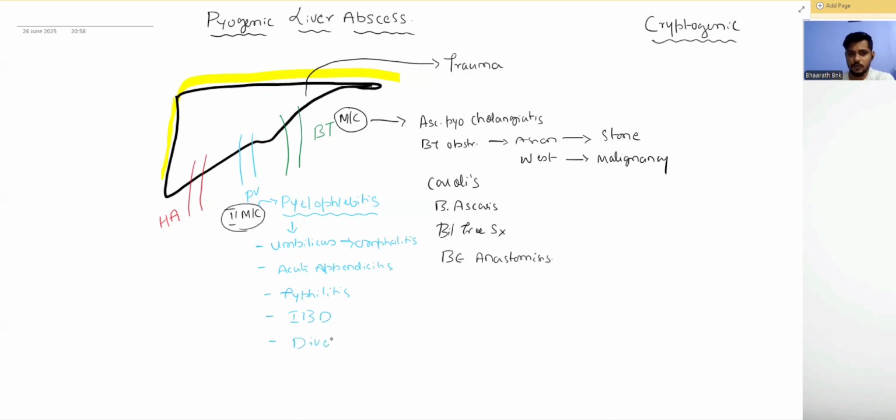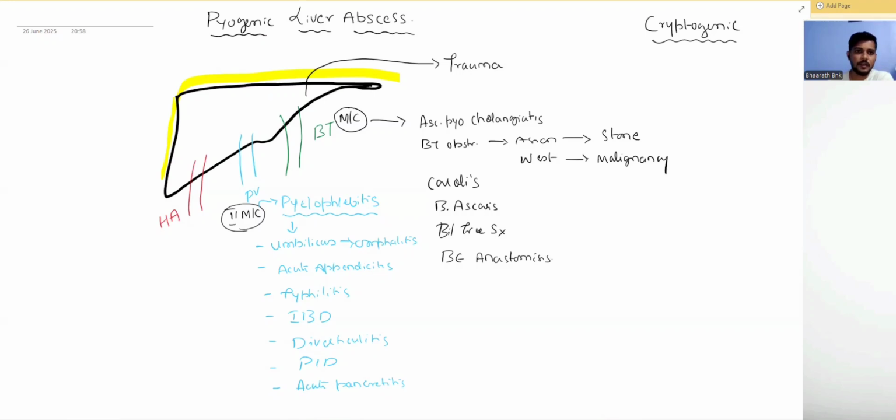Diverticulitis could be carried to the portal vein. All the draining areas, pelvic inflammatory disease, could be carried to the portal vein. Sometimes even thrombosed hemorrhoids, when they get infected, could also be carried to the portal vein. And even the pancreas: acute pancreatitis can also lead to portal pyemia, and it can also lead to splenic vein thrombosis. Right. So all these are the factors through which portal pyemia is carried to the liver.